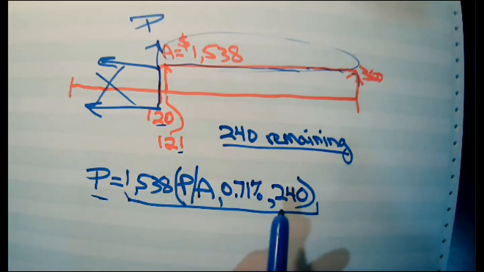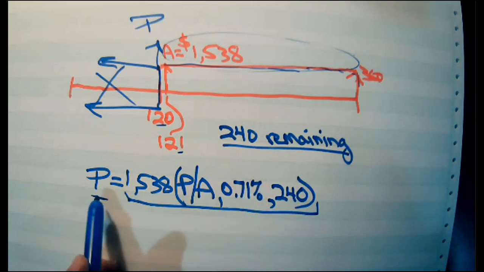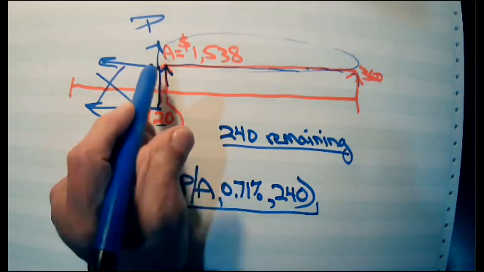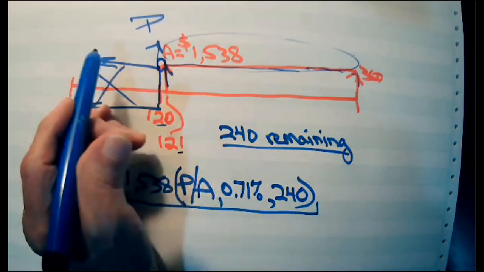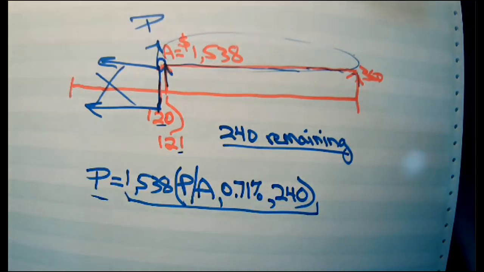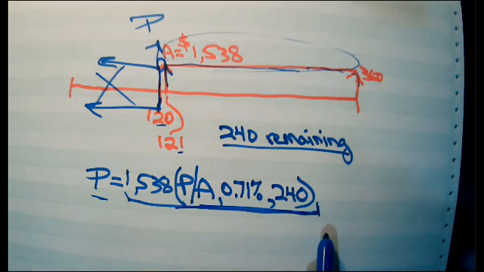the present is one period, and the periods for this problem are months, one period prior to the first A. There's our first A in this sequence. One period prior is at 120, right after you've made that 120th payment. And I'll let you look that number up.